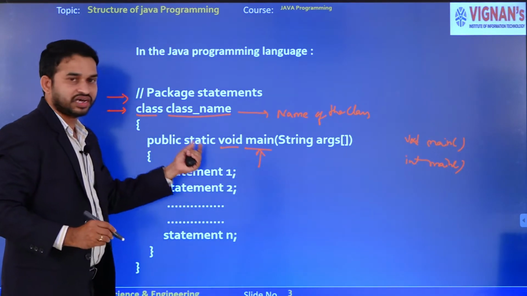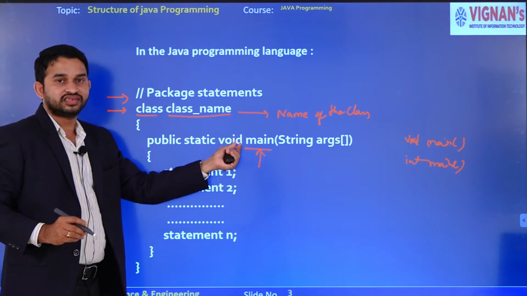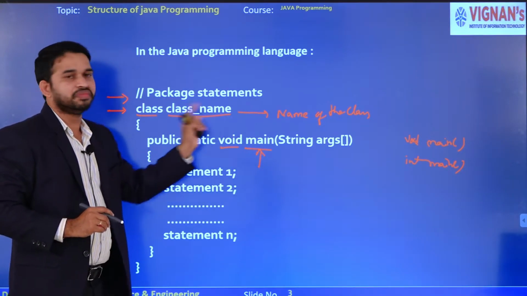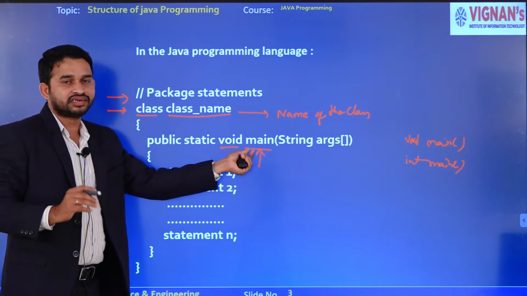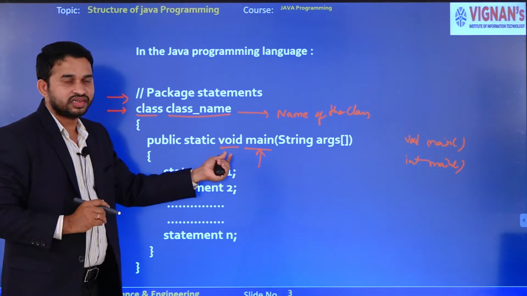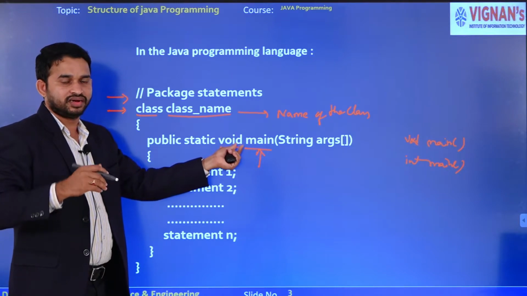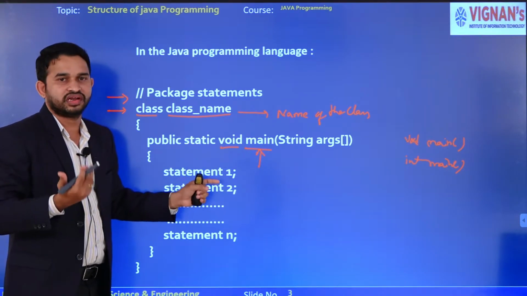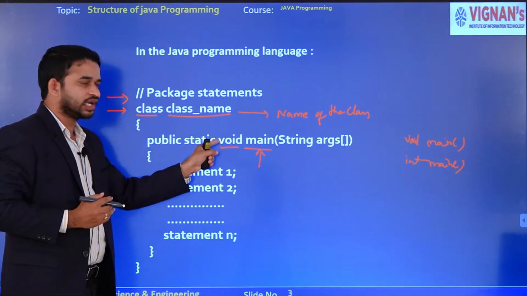But in Java, the main method doesn't expect any return value. JVM is responsible for calling the main method, so our main method doesn't expect any return value. That is the reason if a method doesn't expect any return value, we have to declare it as void. Here void means no return value. That is the purpose for which we declare it as void.